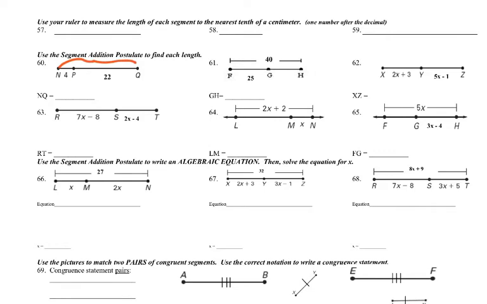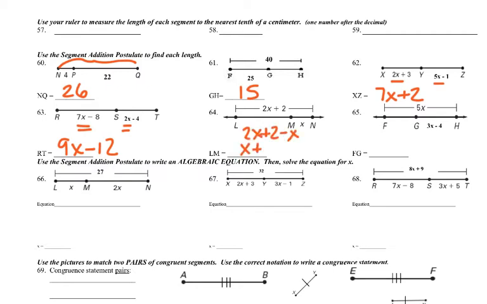From N to Q there is just 4 plus 22 or 26. Here I'm going to subtract 40 minus 25 or 15. Here I'm going to add these up. So 2x and 5x is 7x, and 3 minus 1 is 2. Same thing here. 7x and 2x is 9x minus 12. Now I'm going to have to subtract: 2x plus 2 minus x is just x plus 2. And this one's the hard one, 5x minus the quantity 3x minus 4. When I distribute that, I get 2x plus 4.